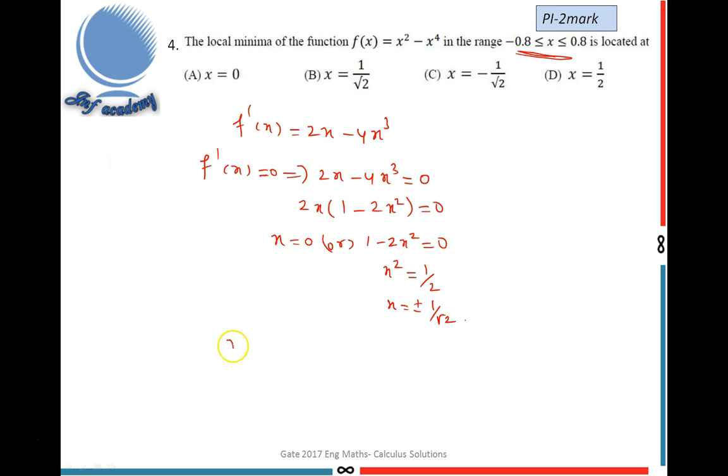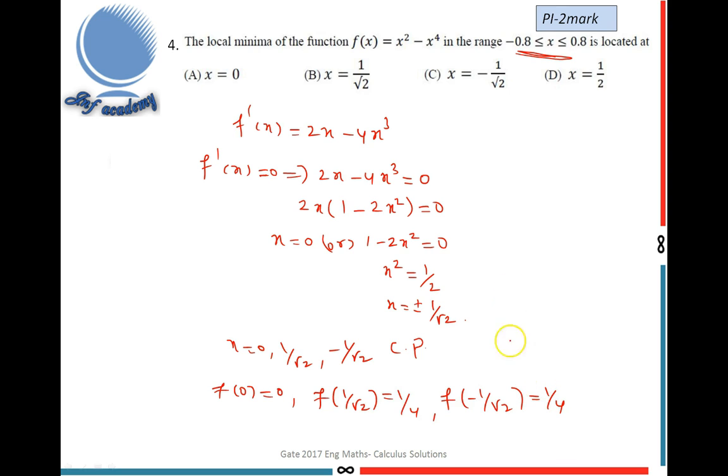First, x equal to 0, 1 by root 2, minus 1 by root 2 are the critical points. First I find f of 0, I got 0. F of 1 by root 2, I got 1 by 4. F of minus 1 by root 2 is also 1 by 4.